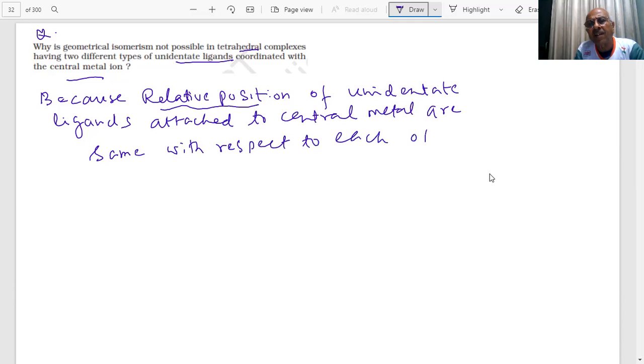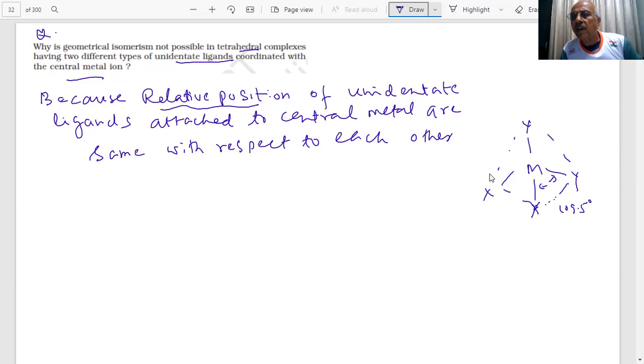Because it is tetrahedral. You know what a tetrahedral shape is. Already you know. You have M and you have X and the other is Y, supposing. This is a tetrahedral, students. Bond angle, you know how much that is? All bond angles are 109.5 degrees, three-dimensional. So how does it matter, students? You can put X or Y anywhere. The relative position of the atoms doesn't change, students. Therefore, tetrahedral complexes do not show geometrical isomers. Okay?